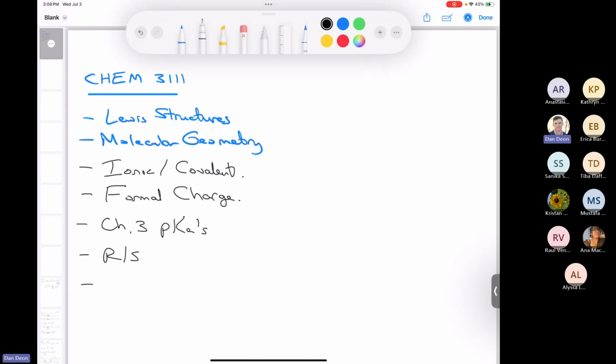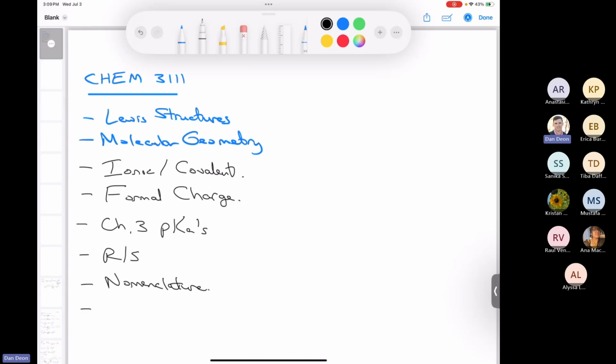So let's see here. Nomenclature. We cover a lot of nomenclature in this class. We learned how to name alkenes and alkynes and alkyl halides in organic one. And then in this class, we learned how to name everything: amides, carboxylic acids, acid chlorides, esters, all that good stuff. So nothing really new there.